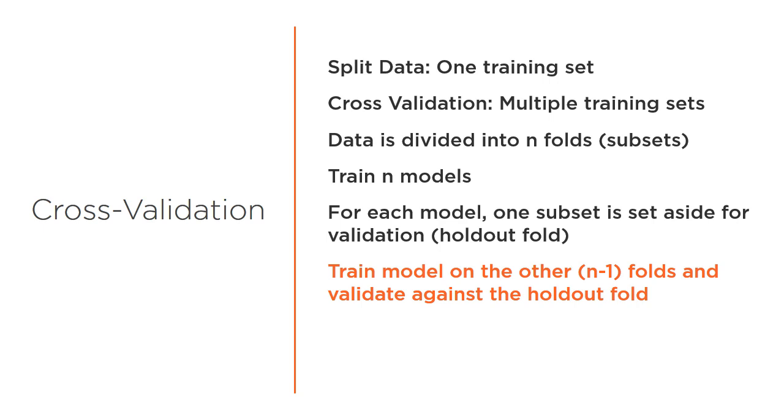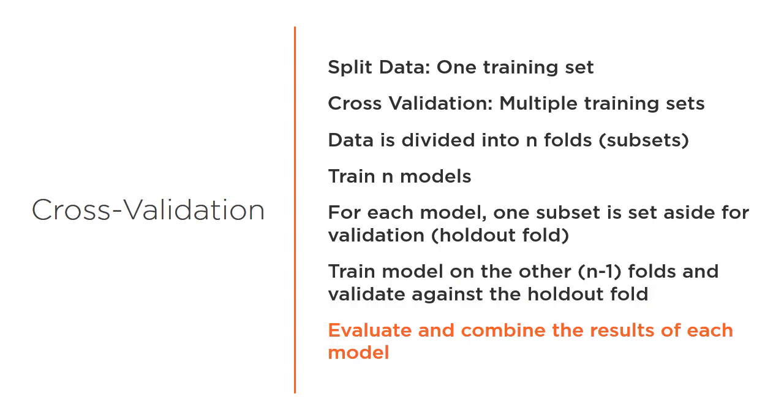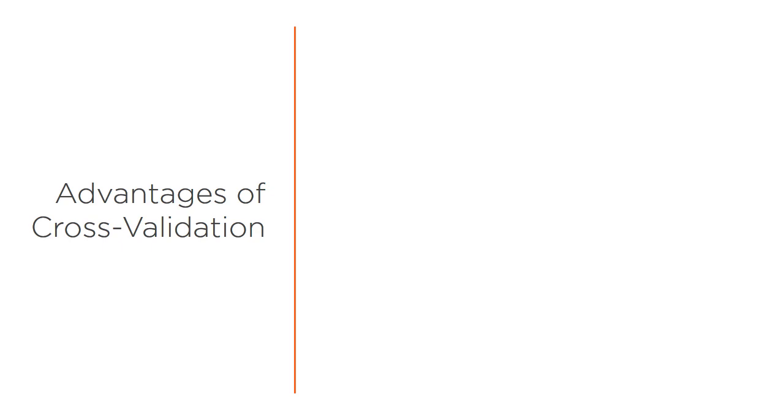So if we had 10 folds, we would train 10 models. For each model, we would use 1/10 of the data for validation and the other 9/10 for training. We would then shuffle which 10th was used for validation and the other 9 would be used for training. After we train all of our models, we evaluate and combine the results of each model into a single averaged result. There are several advantages to using cross-validation.